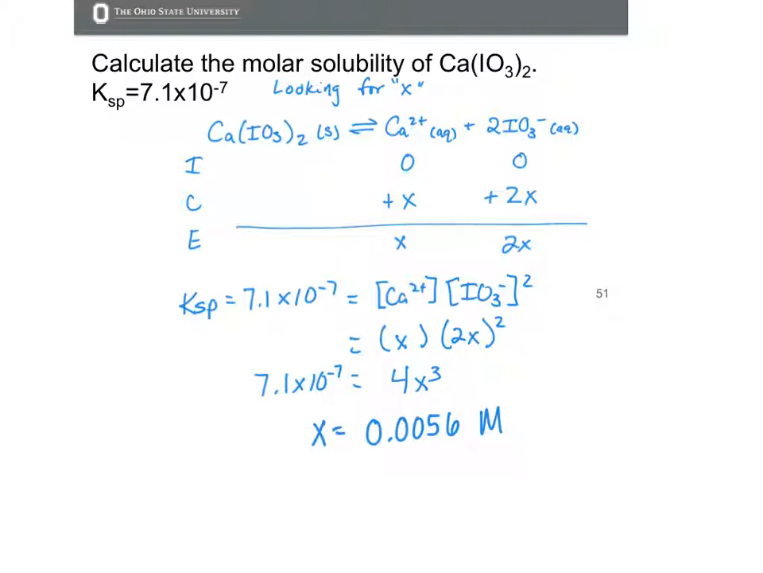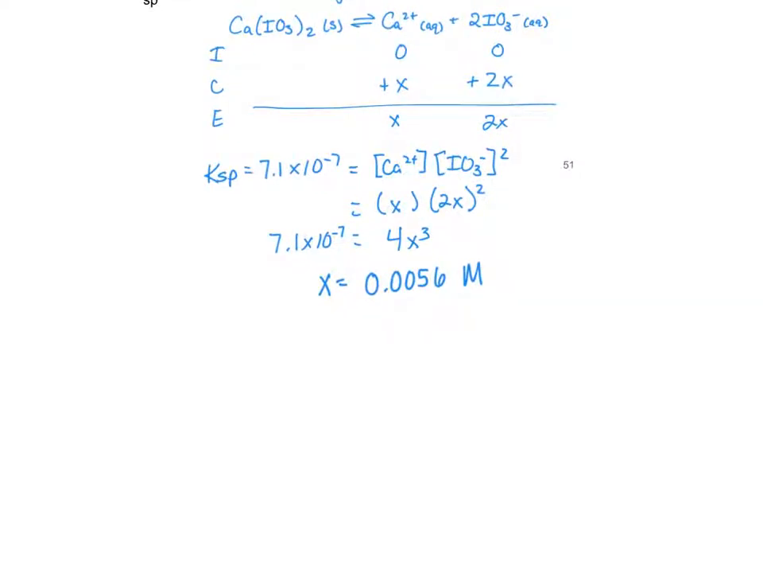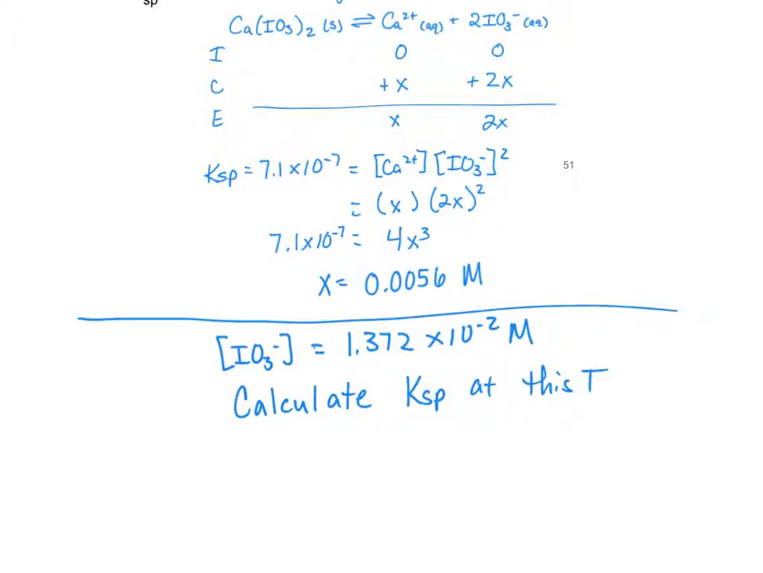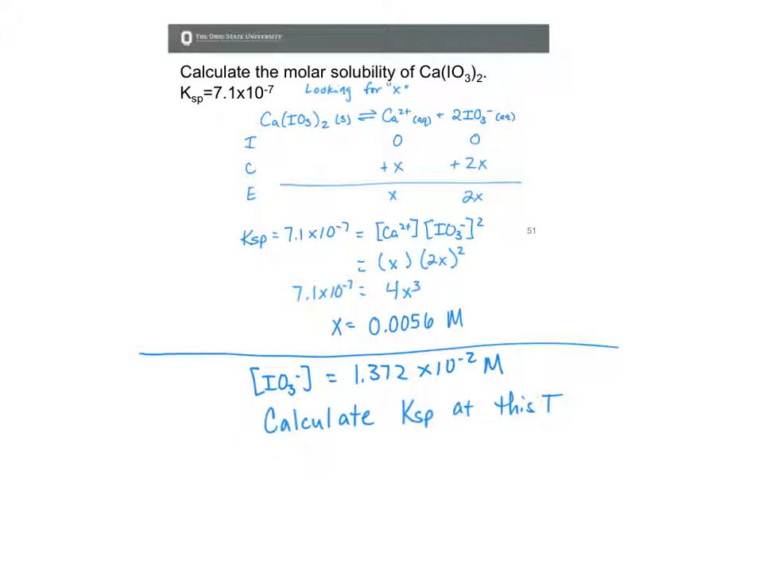I think I wanted to do one other thing. Let's tack on a little problem here at the end of this slide. Let's say that at some different temperature, we dissolve this calcium iodate, and we find that the concentration of iodate at equilibrium is 1.372 times 10 to the minus 2 molar. Calculate the KSP at this temperature. So it's a different temperature than the first problem. Go ahead and work on that. Give you a minute to think about it, and then we'll talk.